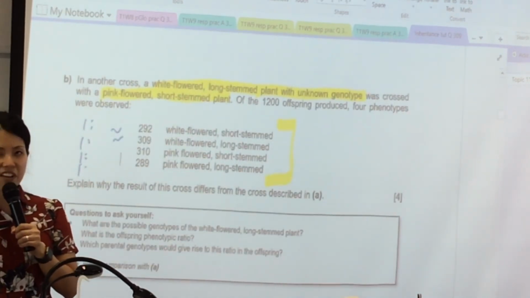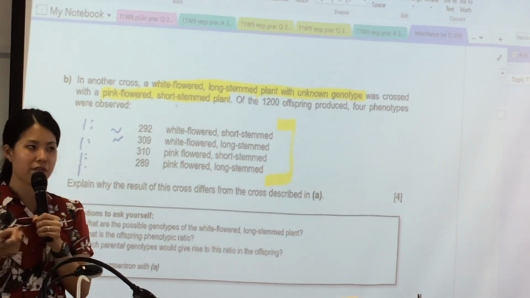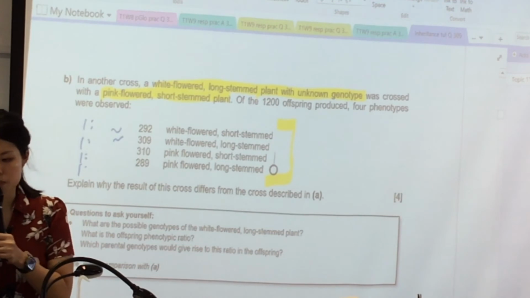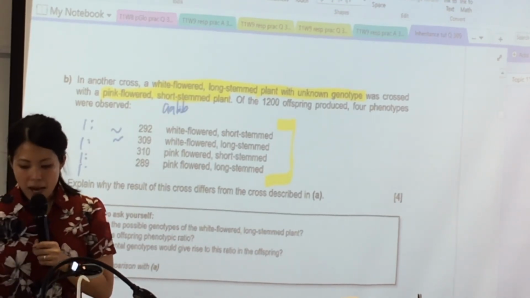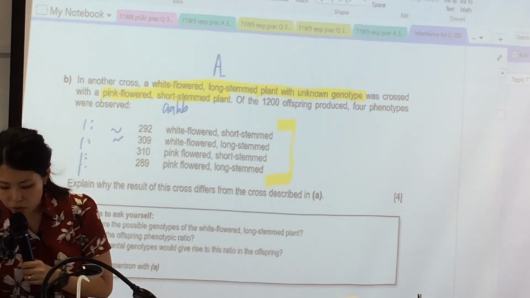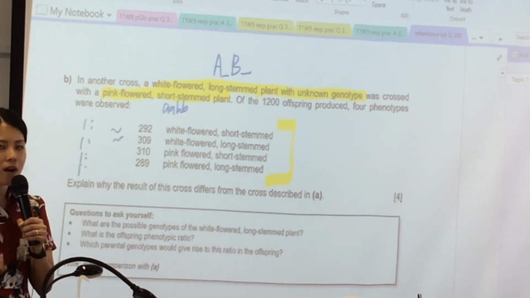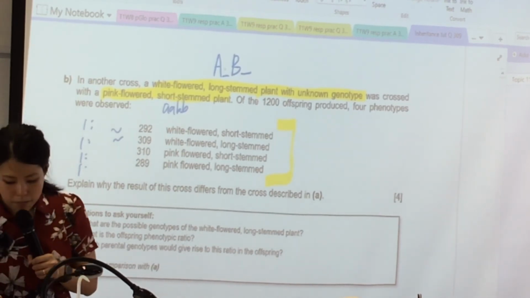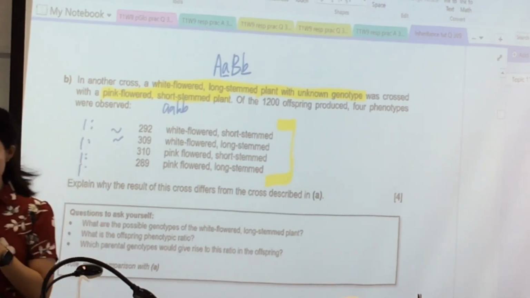Now let's try and figure out the parental generation. The pink short plant, that one is very simple. It has to be small a, small a, small b, small b. That one no issue, right? Pink short. Now the white long is unknown. So this is the possibility. But based on what you have memorized already, 1, 1, 1, 1 ratio, how do you get that? It has to be a heterozygote at both gene loci. So that's what you get.